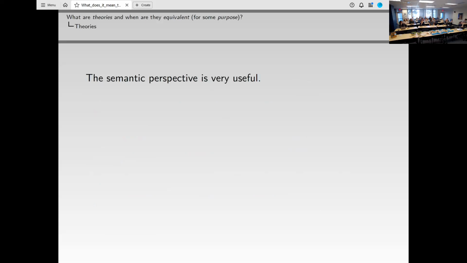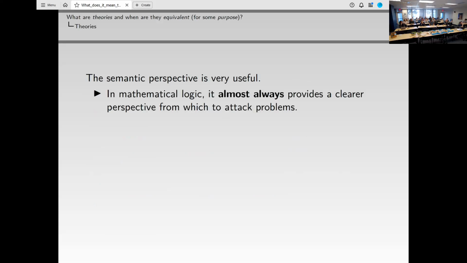Okay, so the semantic perspective is, however, very useful. In general, in mathematical logic, it almost always provides a clearer perspective from which to attack problems. It's very rare that the syntactic perspective is easier to use.